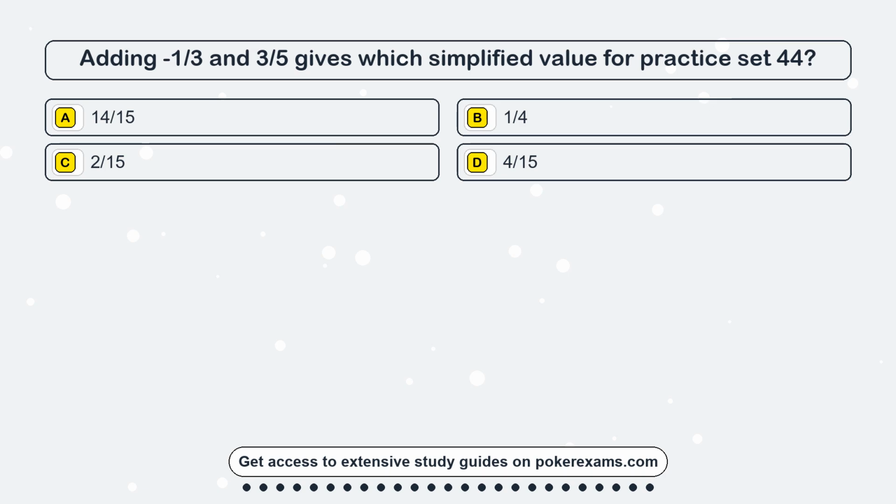Question 1. Adding -1/3 and 3/5 gives which simplified value for practice set 44? Option A 14/15. Option B 1/4. Option C 2/15. Option D 4/15.